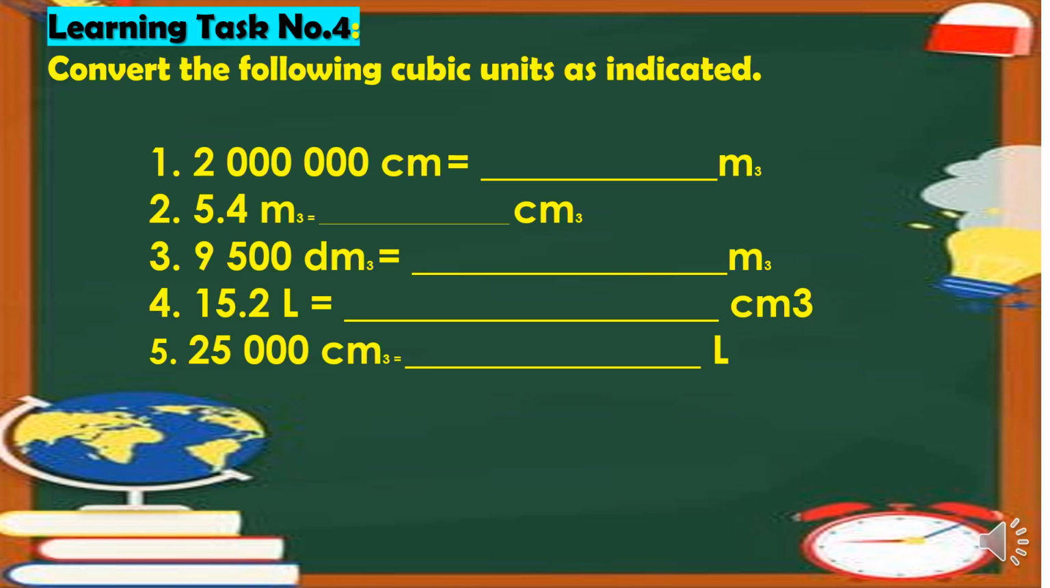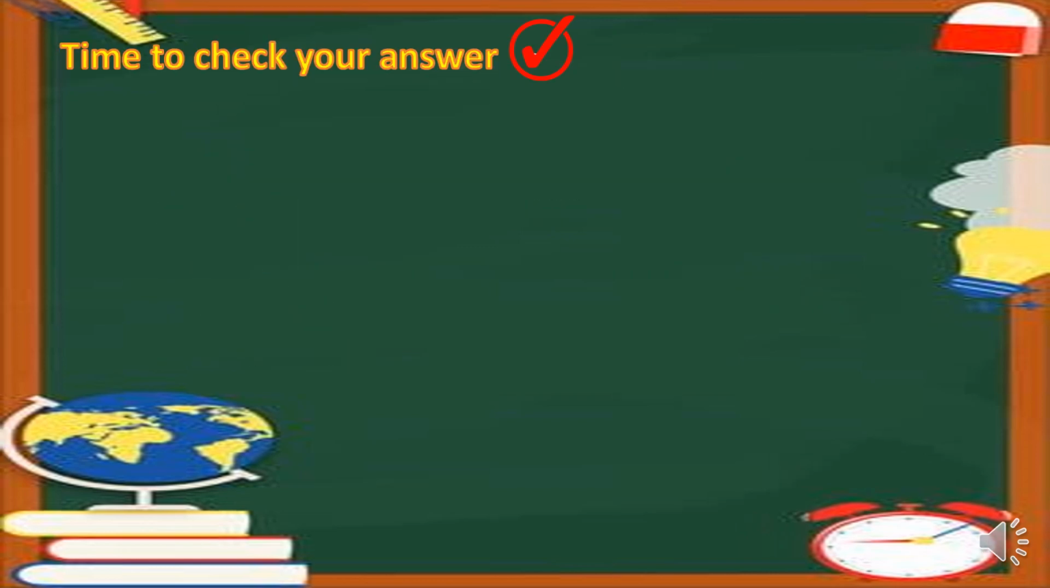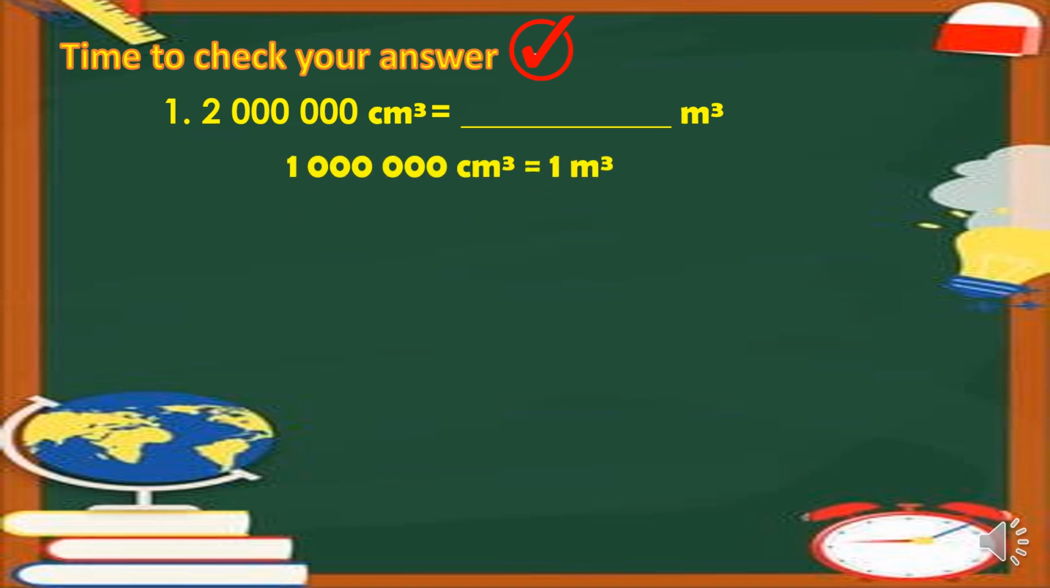Number 4, 15.2 liters is how many cubic centimeter? And number 5, 25,000 cubic centimeter is how many liters? Okay, so it's time to check your answer for number 1. Number 1 question is, 2 million cubic centimeter is how many cubic meter? Remember that for every 1 million cubic centimeter, that is only equivalent to 1 cubic meter.